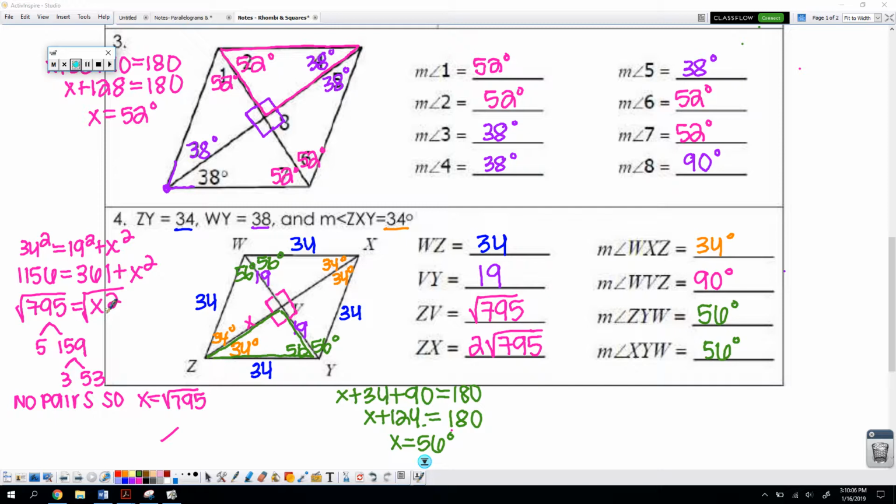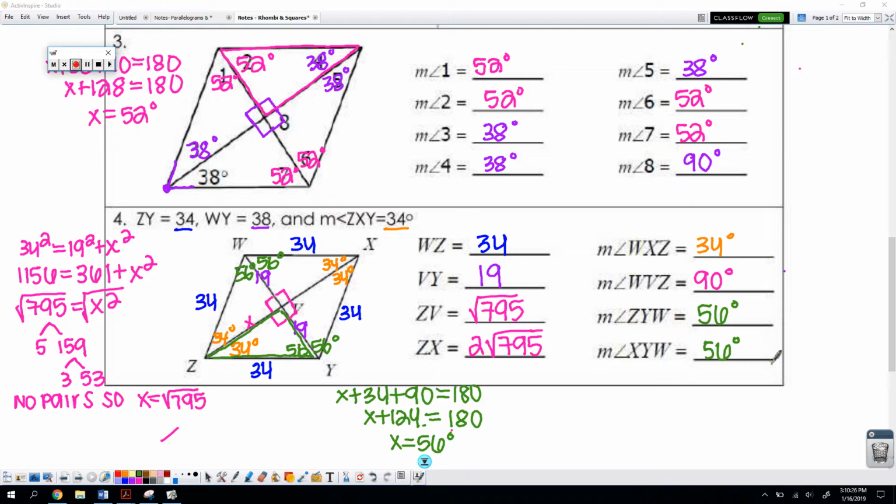So we have 34 squared equals 19 squared plus x squared. And that got us the square root of 795, which does not simplify. As I show you, we get 5, 3, and 53, and there are no pairs in there. And then VX is 2 times the square root of 795, so you write down 2 square root 795.